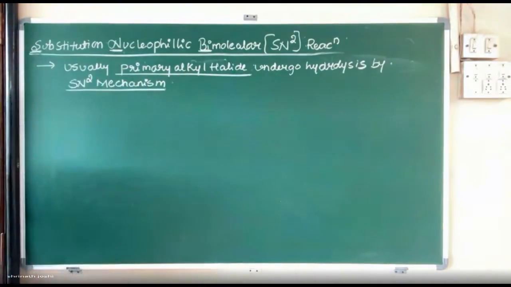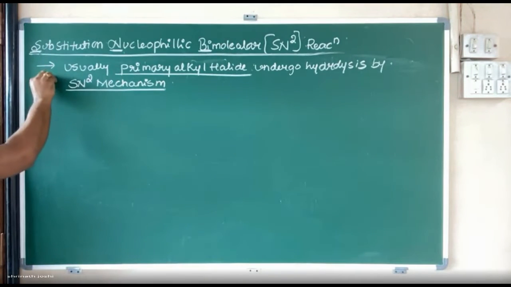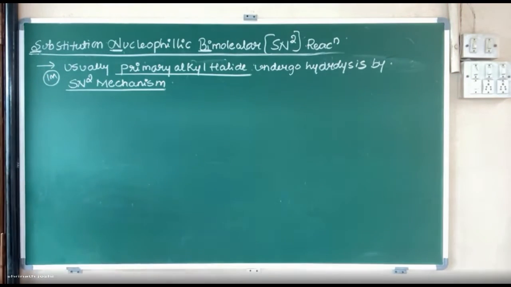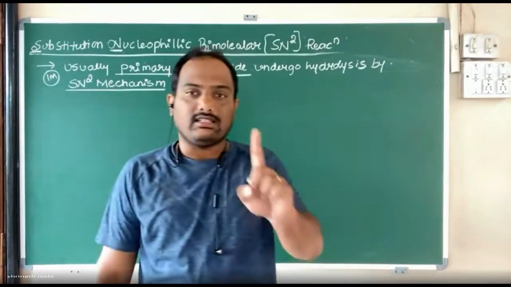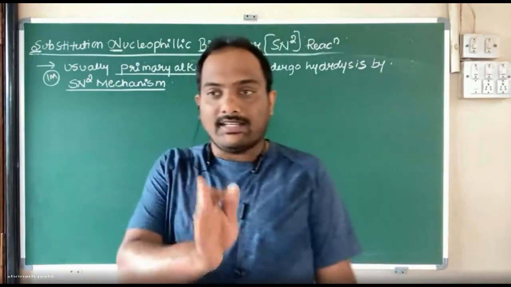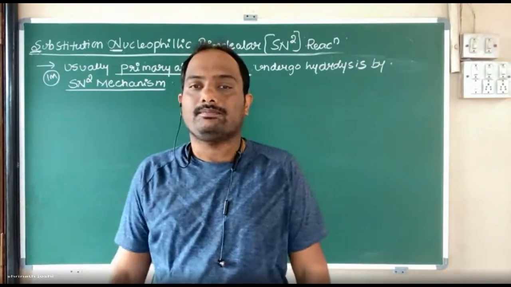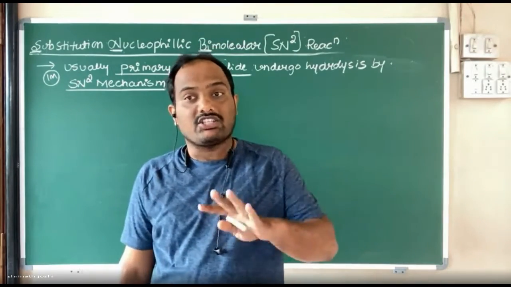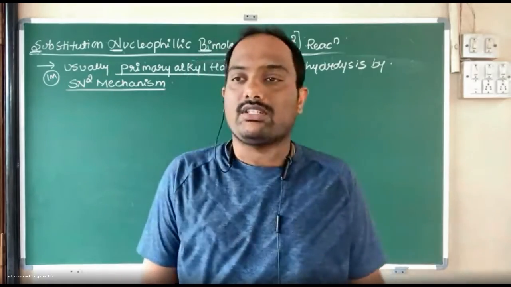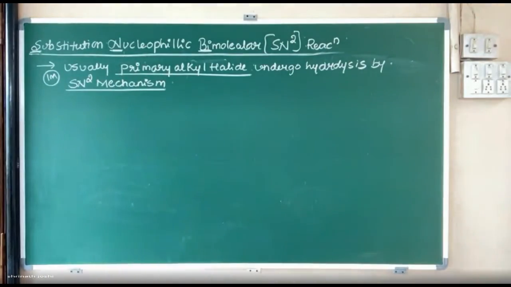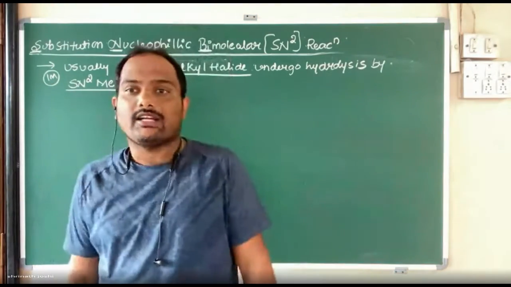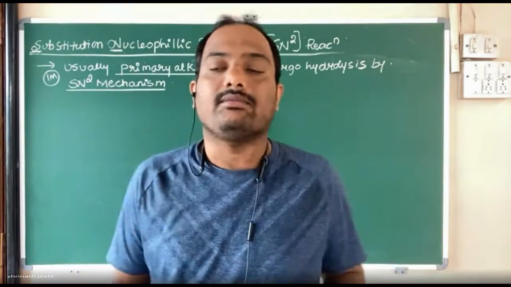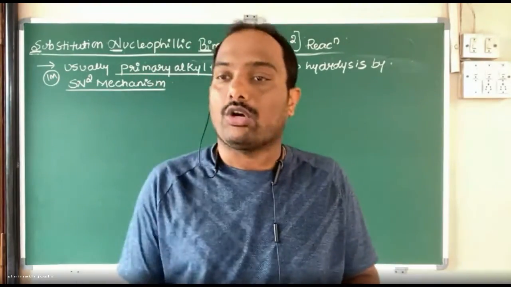If someone asks you, you should be able to answer. This is a separate 1 mark question. Which type of alkyl halide readily undergoes SN2? Then answer is primary. Which type of alkyl halide readily undergoes SN1? It is tertiary. One alkyl halide is left out. Which is that? Secondary. Am I right or no? Secondary, who will decide? At the end of this concept, I will tell you what about secondary.